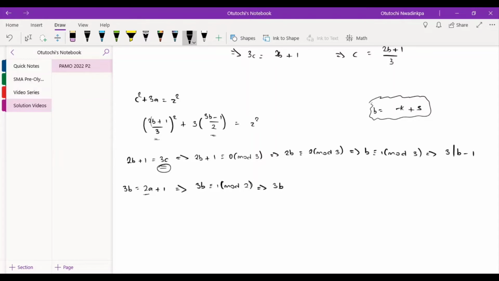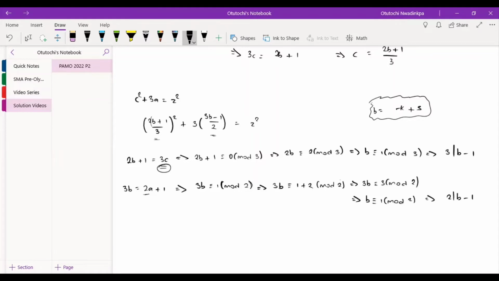This is going to imply that b is equivalent to 1 plus 2. We can always add 2, since we are working with mod 2. So this is going to imply that 3b is equivalent to 3 mod 2. And again, 3 and 2 are relatively prime, so we can cancel 3 out and get that b is equivalent to 1 mod 2.